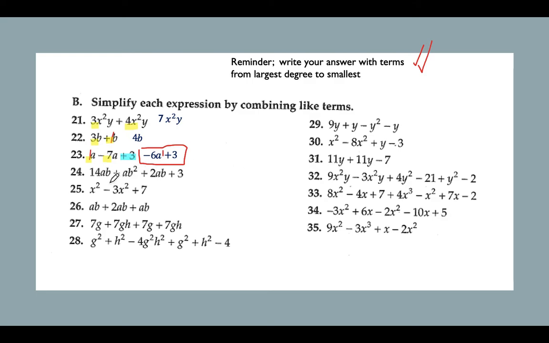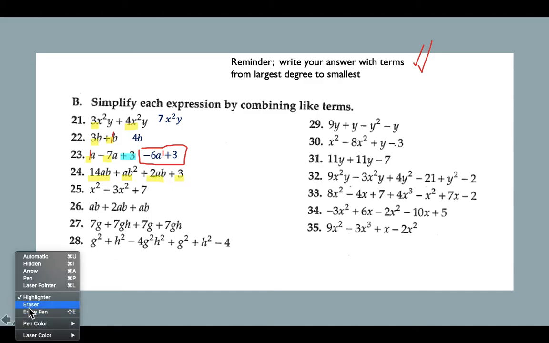I have 14ab plus ab squared plus 2ab plus 3. Remember, 14ab is basically 14 times a times b, plus a times b squared, plus 2 times a times b. Again, I have a total of 4 terms. My first term is 14ab. My second term is ab squared. My third term is 2ab. And my fourth term is 3.